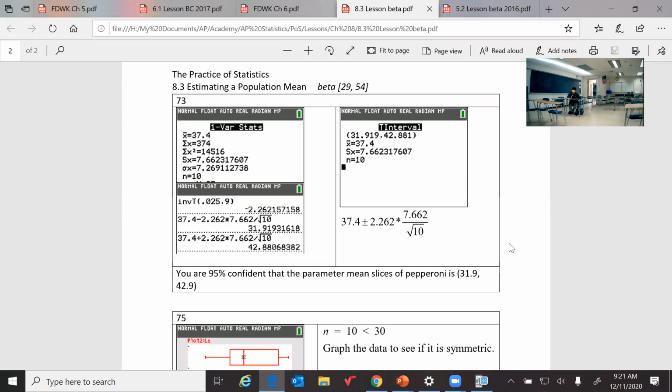So what are you doing with that critical value? You're multiplying it by what? The standard deviation divided by root 10. So that's your standard error. And you get an interval from 32 to 43. Essentially, slices of pizza. You're 95% confident that the parameter is between 32 and 43.